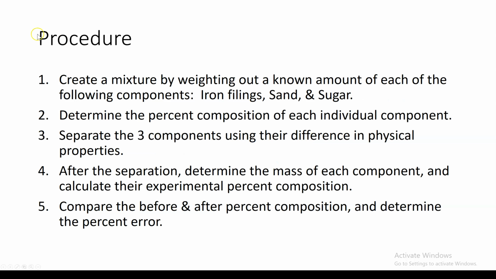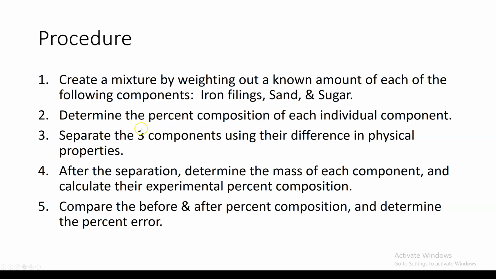So overall, here is the overview of this lab. First, we will create a mixture by weighing out different amounts of the different components. There are three components that we will use to make up this mixture: first, iron filings, second, sand, and third, sugar. We'll be weighing out a very specific amount of each component. Now that we know how much of each component we have weighed out to make the mixture, we can determine the percent composition of each individual component.